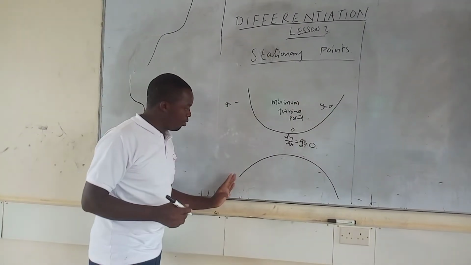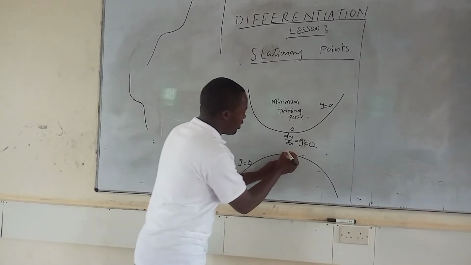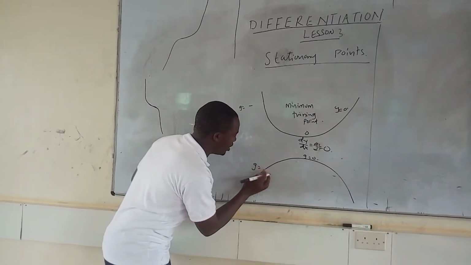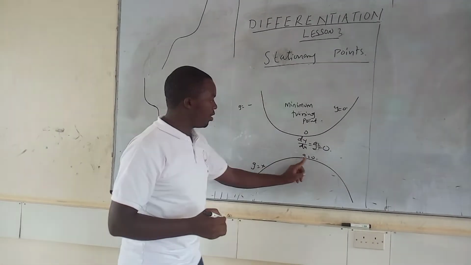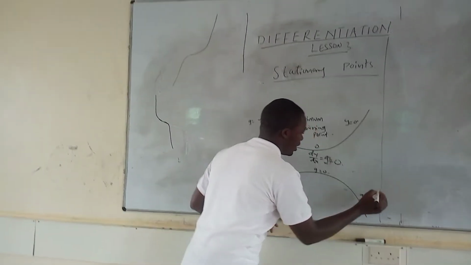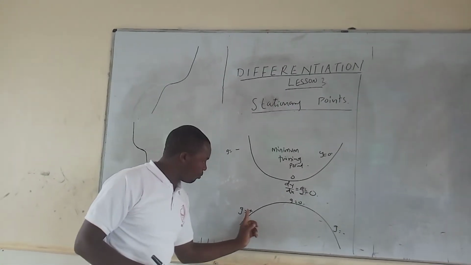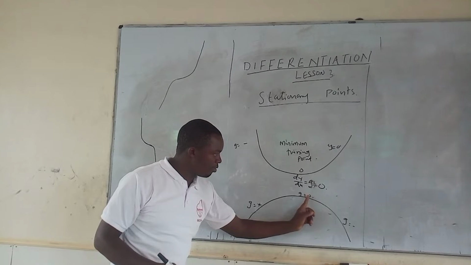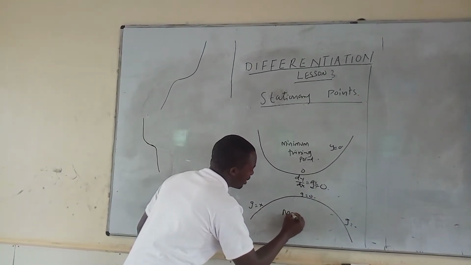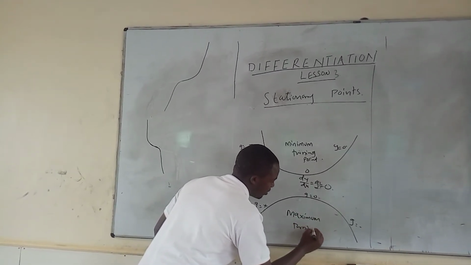Look at this. The gradient at this point will be 0 because it's a turning point. The gradient on this side must be positive, the gradient at this point must be 0, and the gradient on this side must be negative. In such a case, where the gradient is positive, 0, negative, we say that this is a maximum turning point.